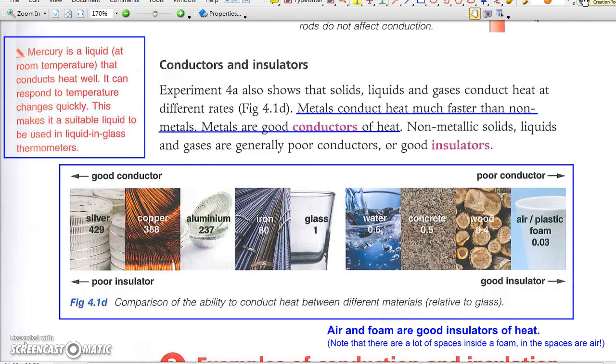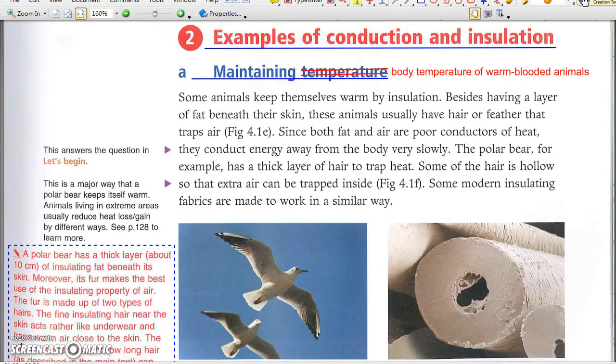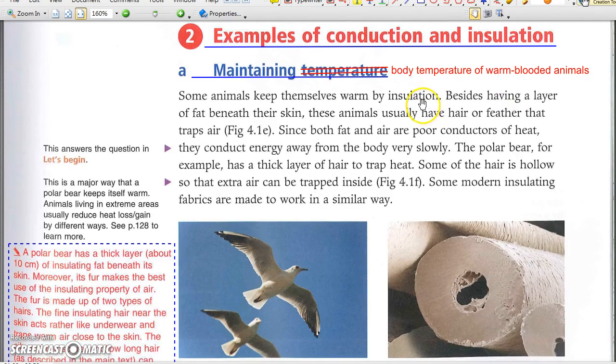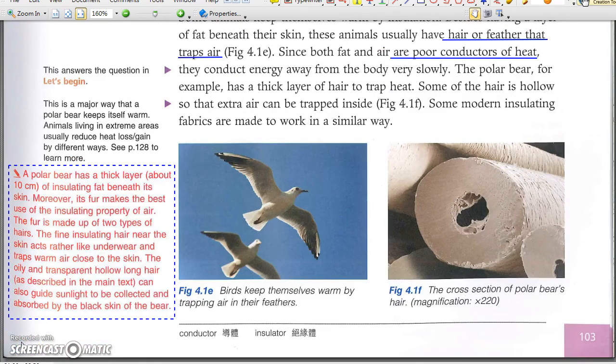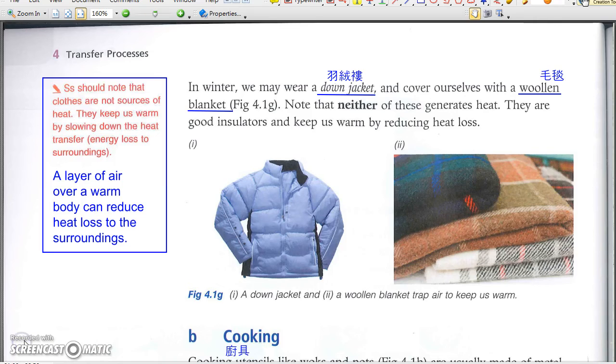2. Examples of conduction and insulation. A. Maintaining temperature. Insulation is a common method to keep warm. Warm-blooded animals have feather, hair, or even fur to trap a layer of air on their body to reduce heat loss by conduction. We human beings even wear gloves to reduce heat loss.